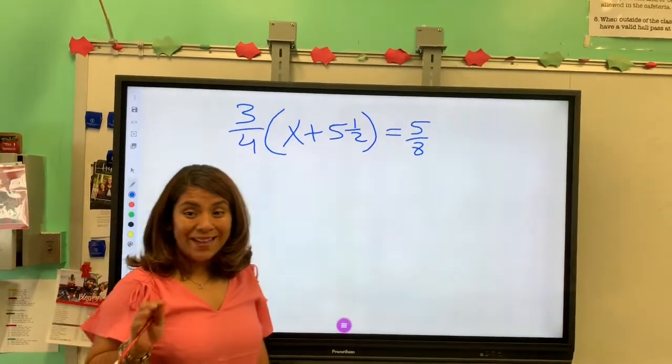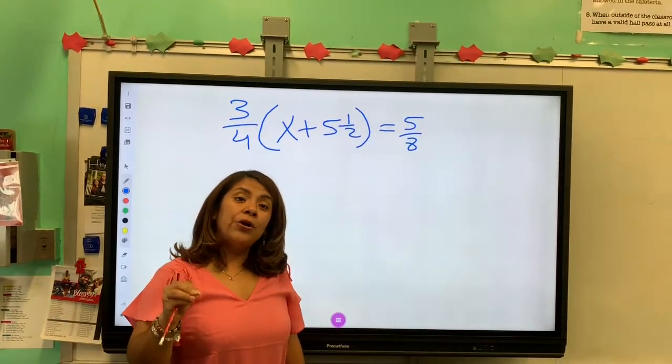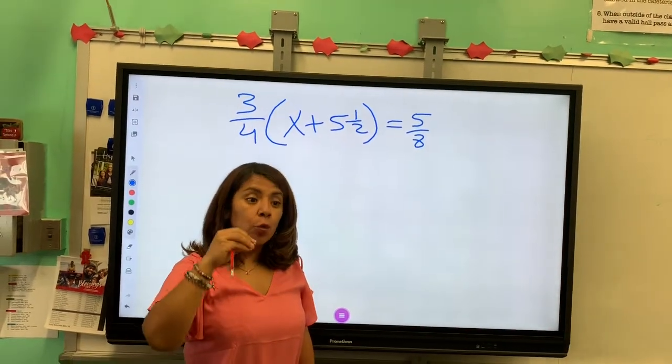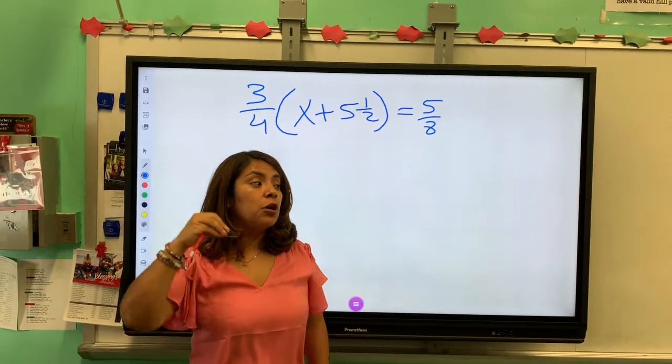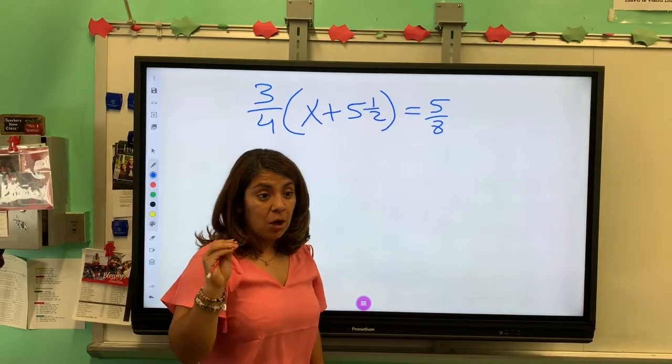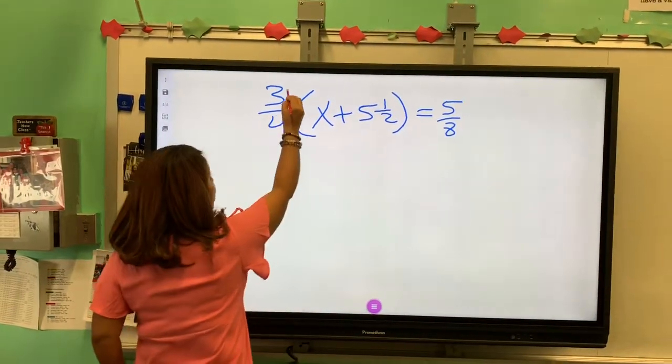Equations. Just keep in mind that this week, we're going to solve equations, but we're also going to focus most on checking the equation. Checking, okay? So I'm going to solve now.